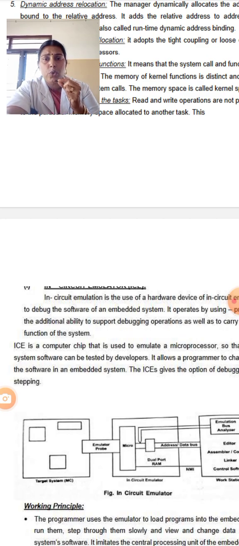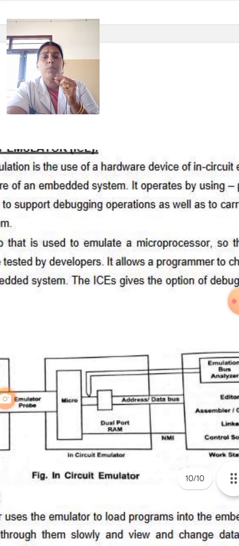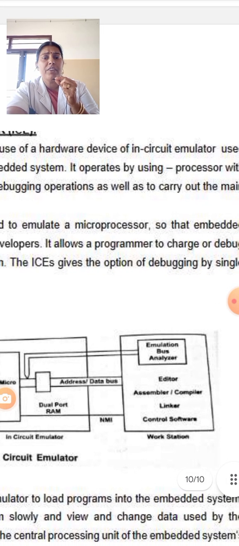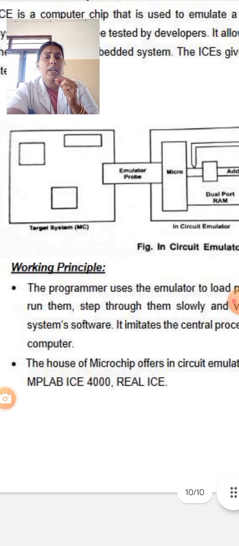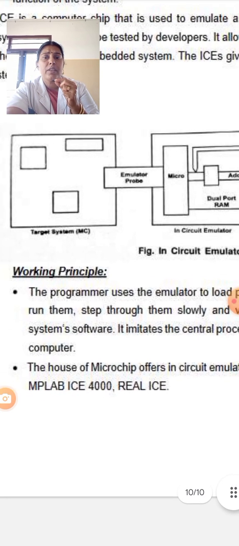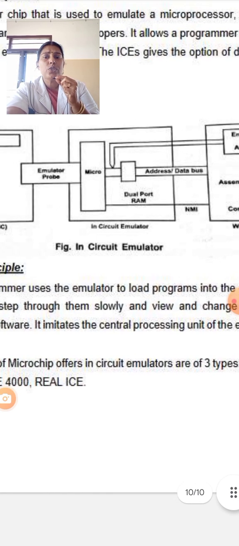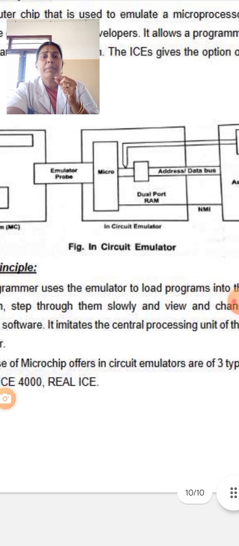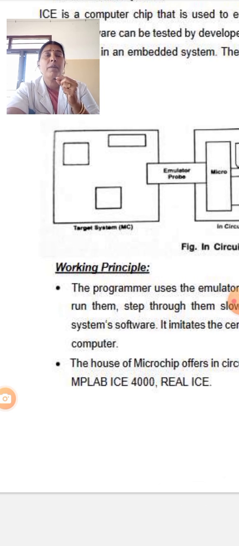So the block diagram is shown. In-circuit emulator, it has got a target system. The emulator probe will be connected to the in-circuit emulator and finally connected to the workstation. So the working principle is the programmer uses the emulator to load the programs into an embedded system, run them, step through them slowly and view the change data used by the system software. It imitates the central processing unit of an embedded system, so it is checked before it is made available to the marketing stage. So it will be checked at the laboratory level itself.